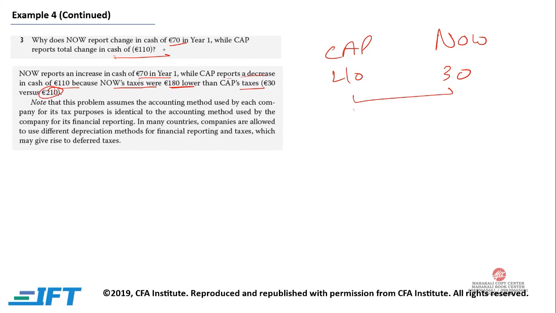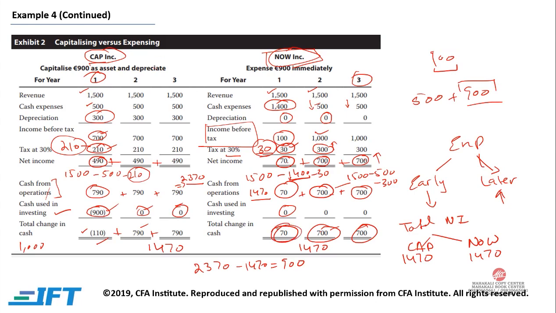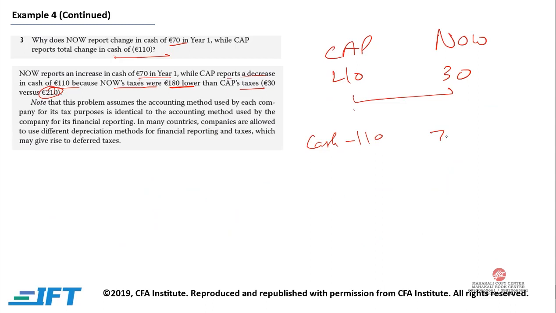Now the change in cash, in cap it is minus 110 and now it is 70. The change in cash is 70 over here and the change in total cash is minus 110. So the cash change is 70 now and minus 110 in cap. So the difference is 180, and this difference is coming because of the difference in tax of 180.